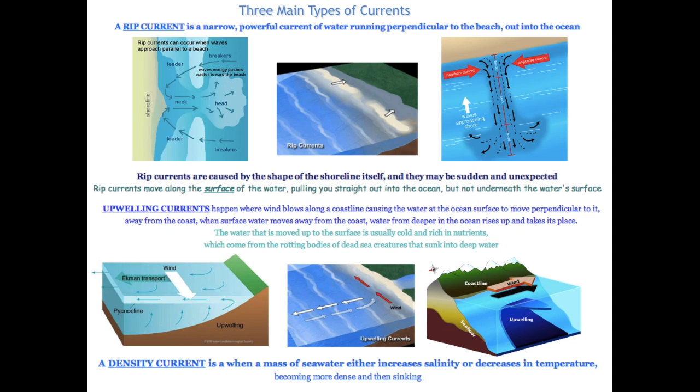Then we have upwelling currents. Upwelling currents are where you have wind going across the coastline, horizontally across the coastline, and this brings water from the ocean floor, from the bottom up.